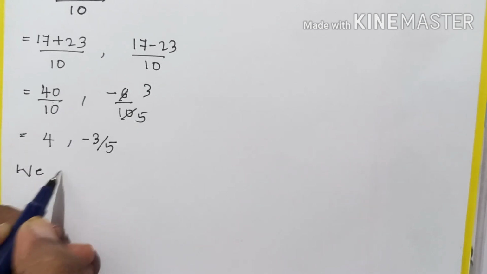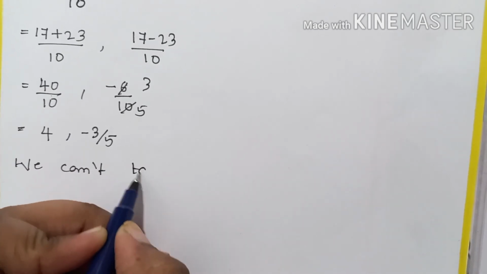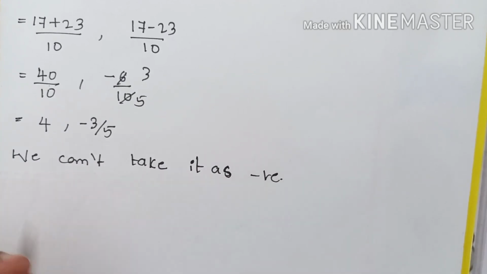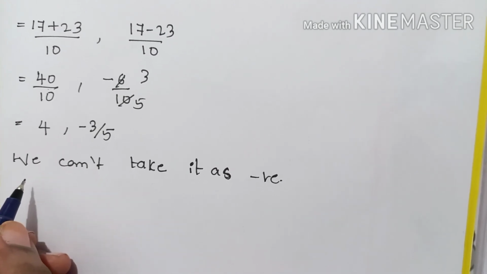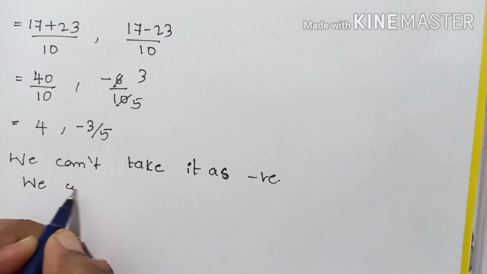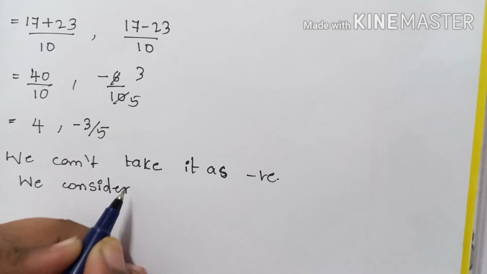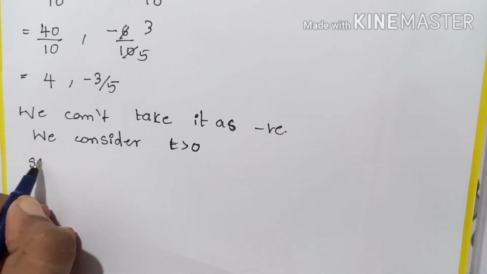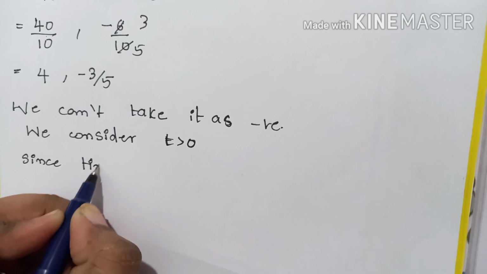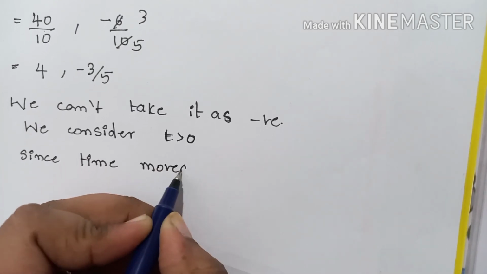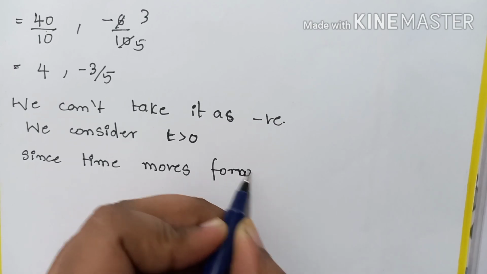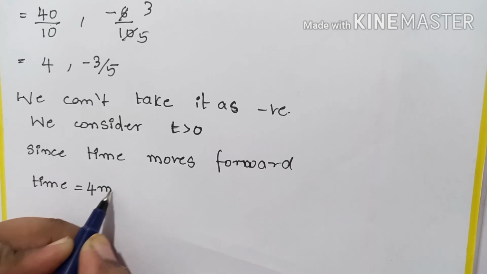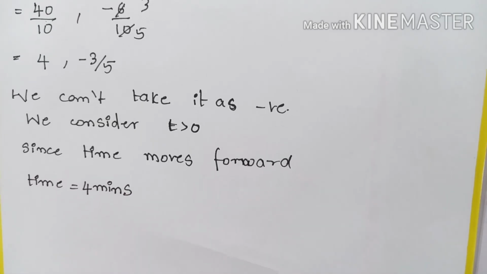We cannot take it as negative. As it is time, we can't take it as negative. We must always consider t greater than 0, because time only moves forward. Since time moves forward, therefore time is 4 seconds, and that's enough.